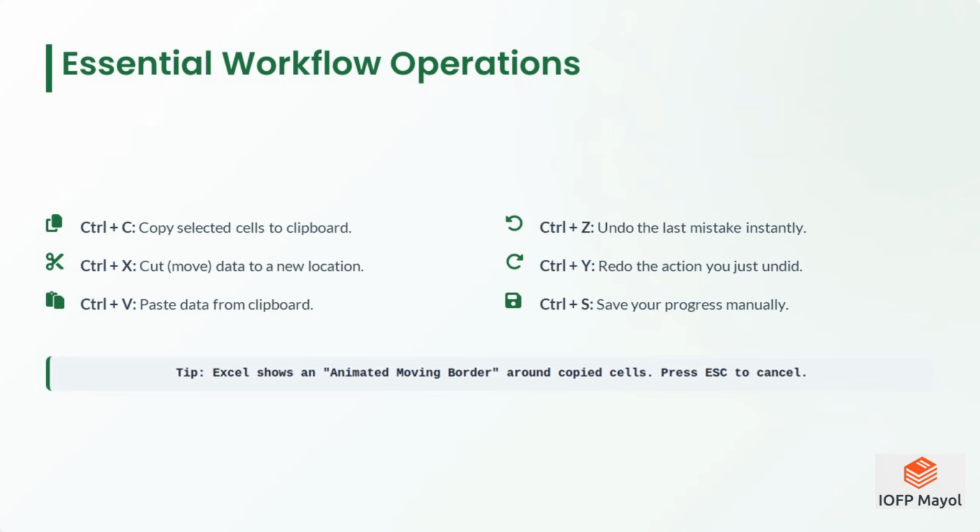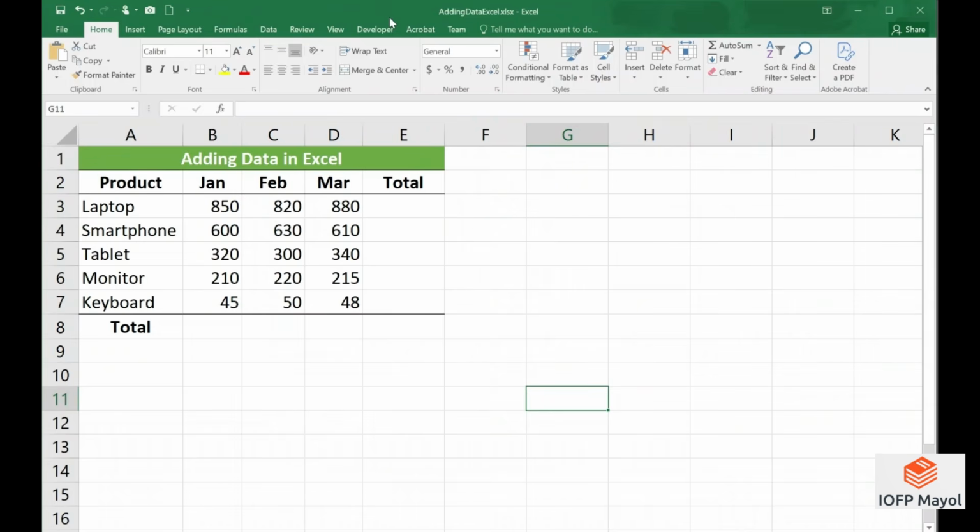Selecting, copying, cutting, and pasting data. Now, let's learn how to select, copy, cut, and paste data in Excel. Selecting data. To select a cell, simply click on it. To select multiple cells, click and hold the mouse button, then drag across the cells you want to select. For example, you can click and drag from cell A2 to cell A7. This selects the range from A2 through A7.